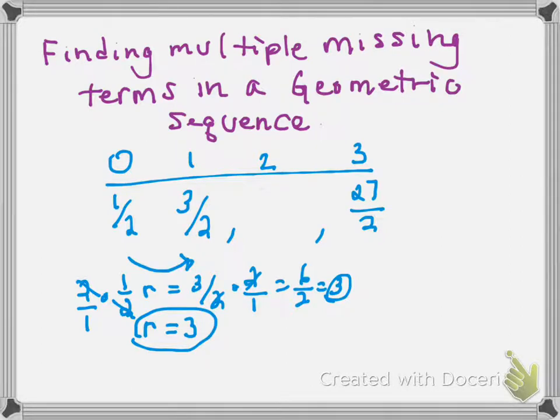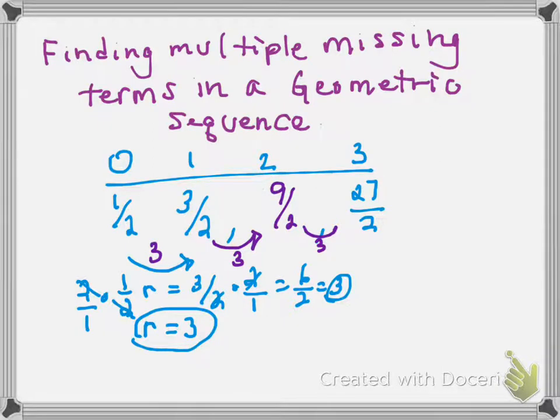So we're going to check it to make sure. 1/2 times 3 is 3/2. That works. 3/2 times 3 should be 9/2. And if it works, 9/2 times 3 should be 27/2, and that checks.